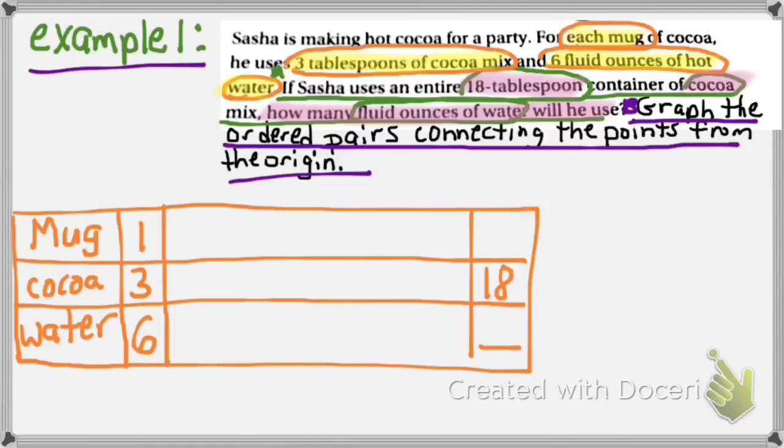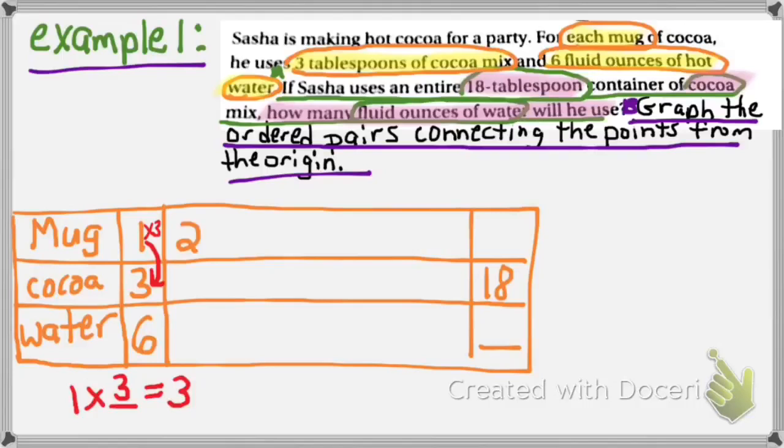So let's see what I know. 1 mug uses 3 tablespoons of cocoa. So what do I do to a 1 to turn it into a 3? Well, it's getting larger, so I'm going to multiply it. So I say 1 times what equals 3. Well, I know that 1 times 3 equals 3. So my rule here from mugs to cocoa will be times 3.